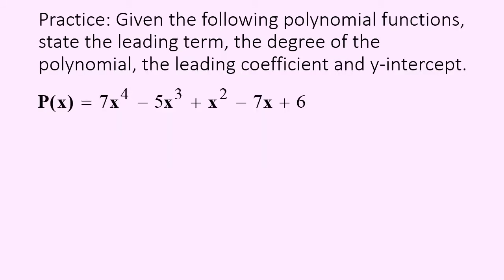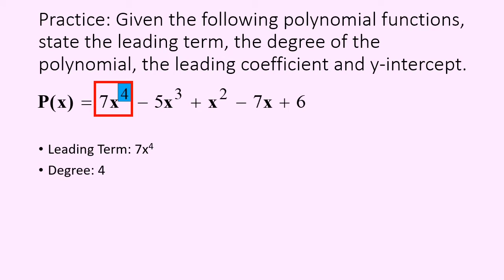So here's a practice. Given the following polynomial function, state the leading term, the degree of the polynomial, the leading coefficient, and the y-intercept. According to what we just learned about parts of the polynomial function, the leading term is going to be 7x to the 4. The 4 in the 7x to the 4 is going to be the degree, and the 7 is going to be the leading coefficient.